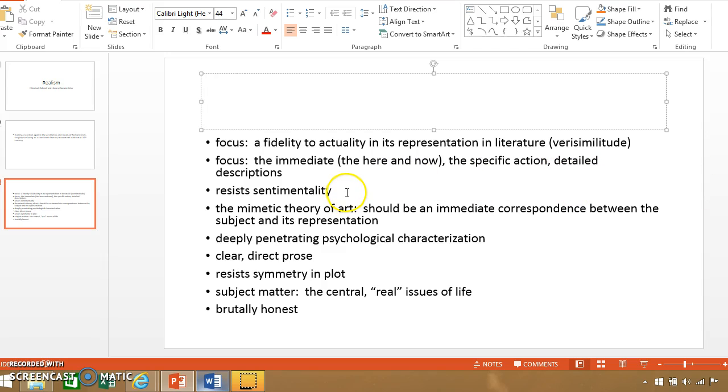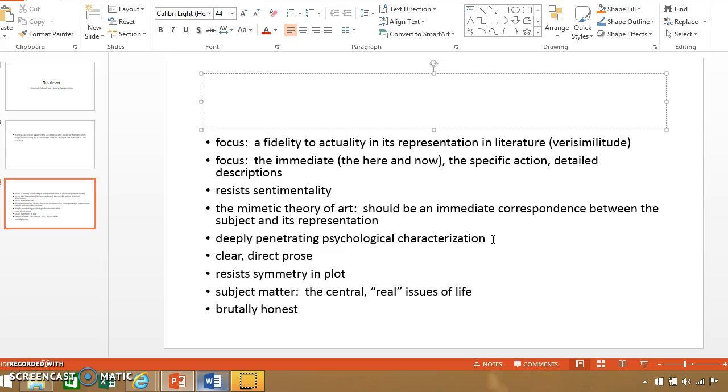It resists sentimentality. It's very earthy and gritty in that way. And it follows what is called the mimetic theory of art, which says that art should have an immediate correspondence between the subject and its representation, again, to have as much verisimilitude as possible, as close to the real thing, to real life as possible.